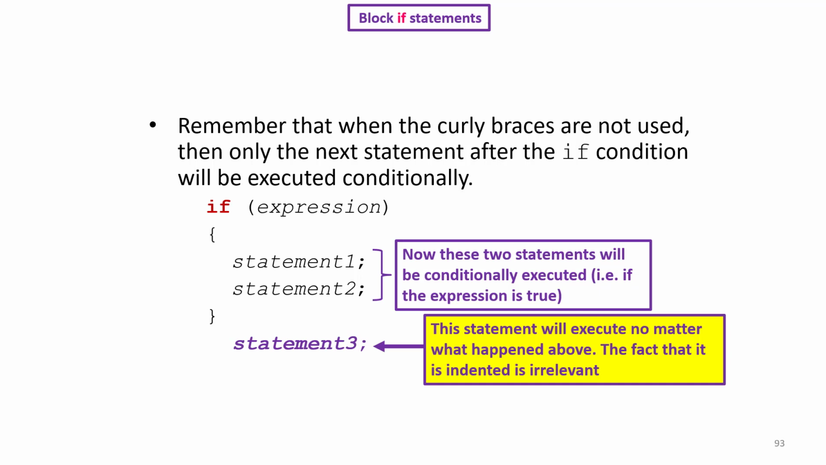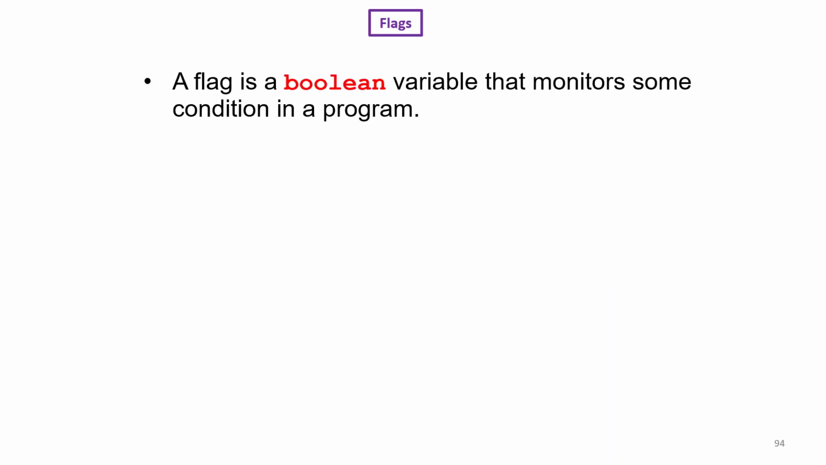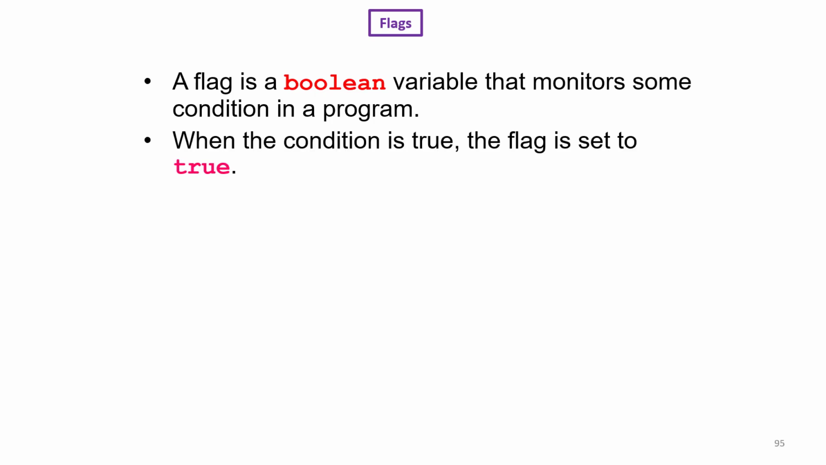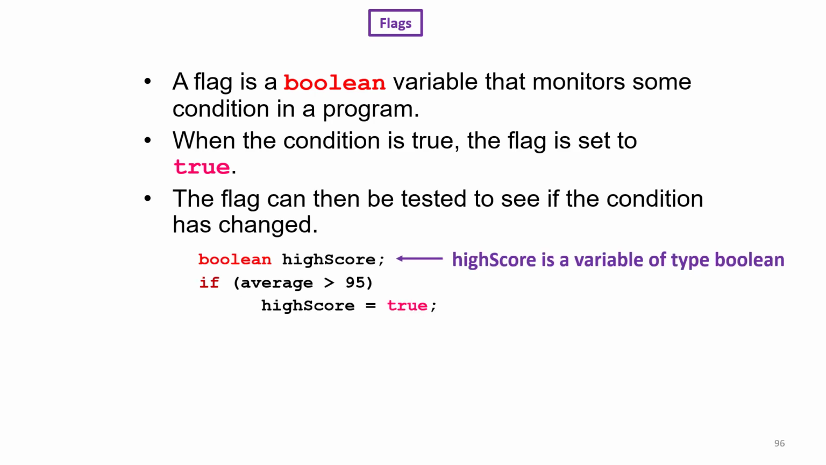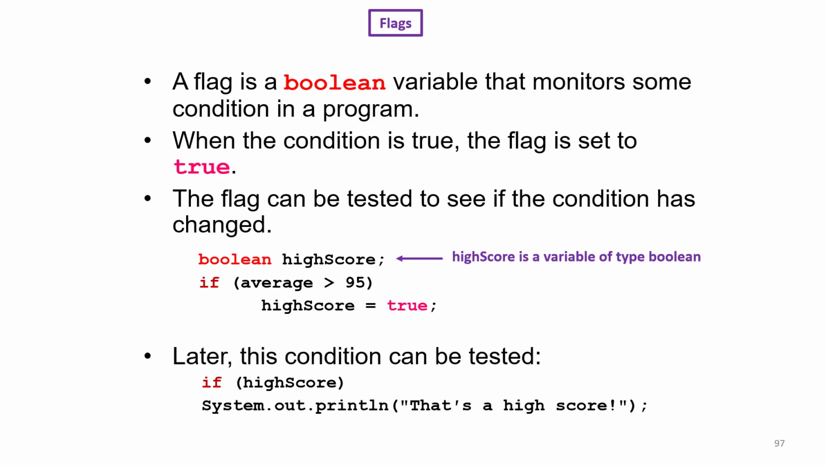Now, let's talk a little about flags. A flag is a Boolean variable that monitors some condition in a program. When the condition is true, the flag is set to true. Then the flag can be tested to see if the condition has changed. So here, if average is greater than 95, the Boolean high score is set to true. At some point down the road, the flag, high score, can be tested. And if it's true, the congratulatory note is output.